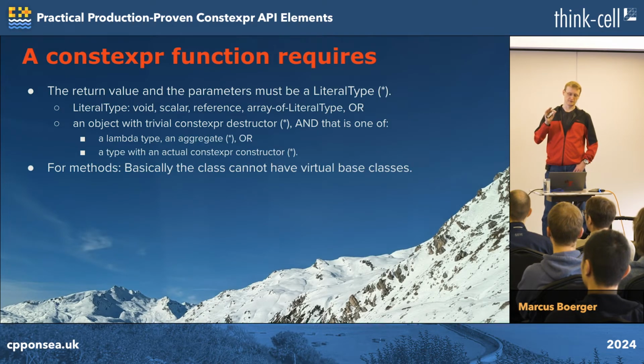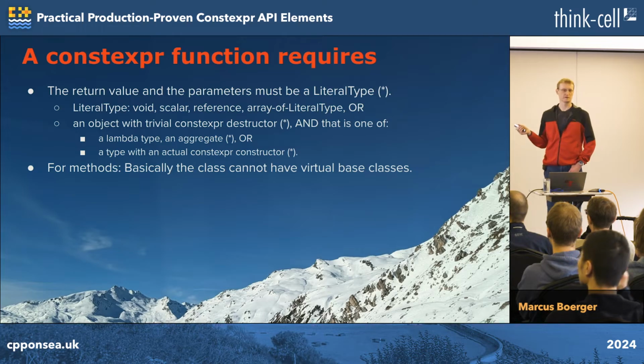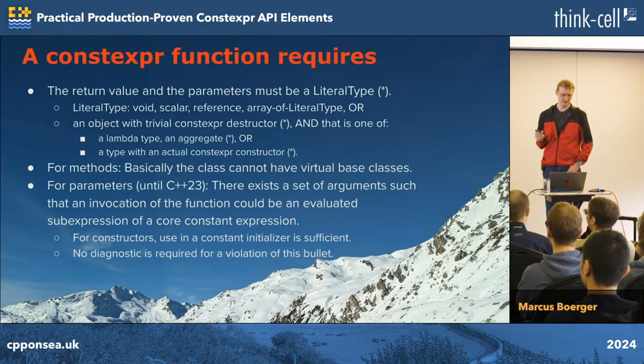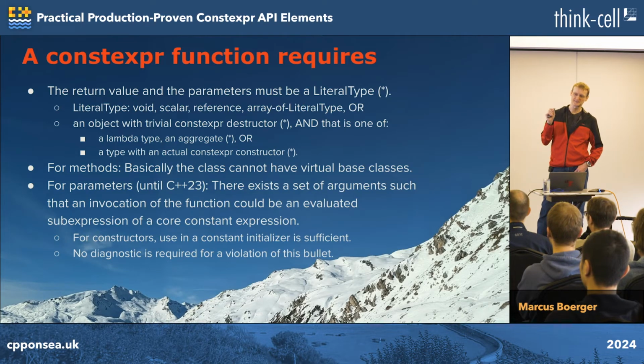All right, for methods, let's skip to the chase. Basically, it means the class cannot have virtual base classes. Well, if you use virtual base classes, you probably have a tendency to shoot yourself in the foot anyway, so let's hope you're not doing this. For parameters, until 23, so this is the other annoying part, there exists a set of arguments, again like this maybe thing and this condition, where this actually does work out to a constant expression. And for constructors, you can prove this by using them in a constant initialization. So when you have an object and it has a constexpr constructor, when you can assign this to a static constexpr, well, then obviously it was a constant expression, right?